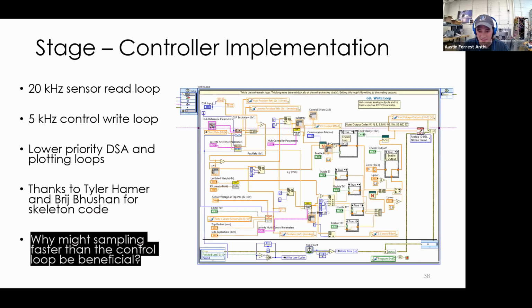I know this is ugly. I did not clean it up, so I apologize for that. But this is what my right loop of my controller looks like. And if you squint, you can see the shape of a control loop.